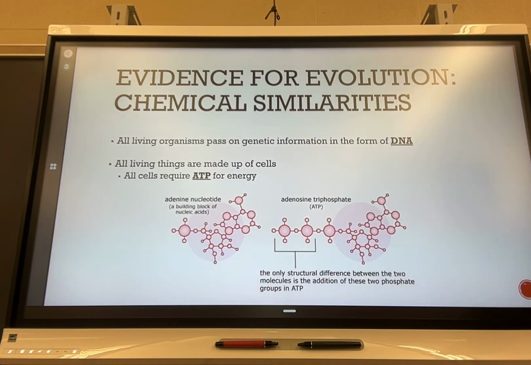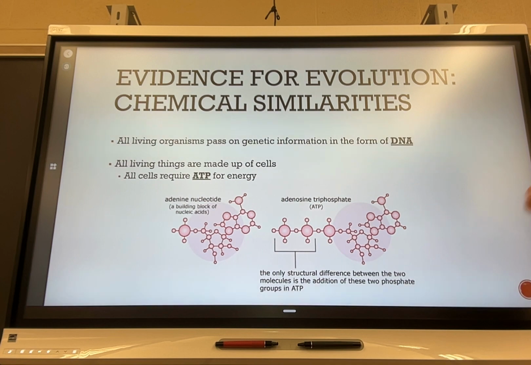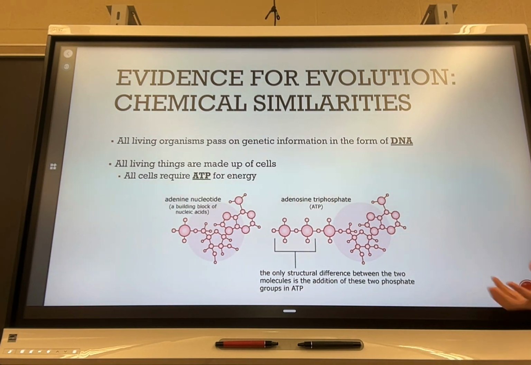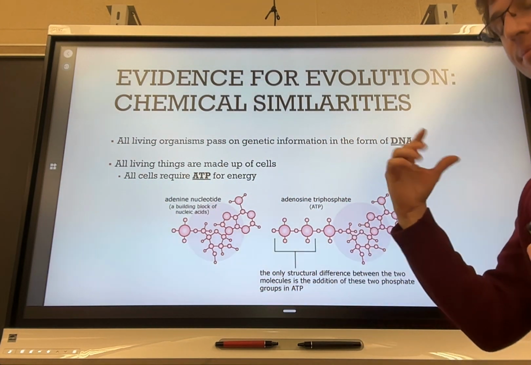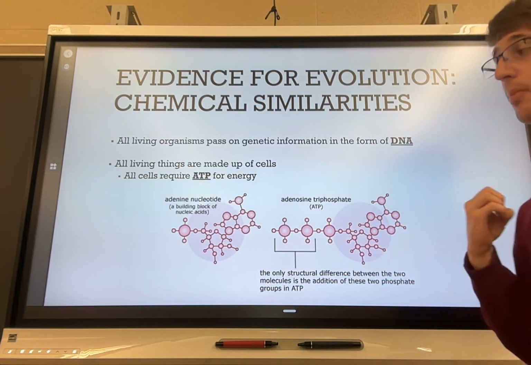The second one, chemical similarities, talks a lot about what we've already talked about in science. All organisms pass on genetic information as DNA. We talked about this at the beginning of the year with our 7 characteristics of life. All organisms have DNA, and that DNA codes for different proteins and different chemicals within our bodies.